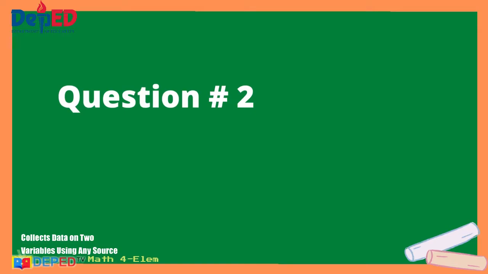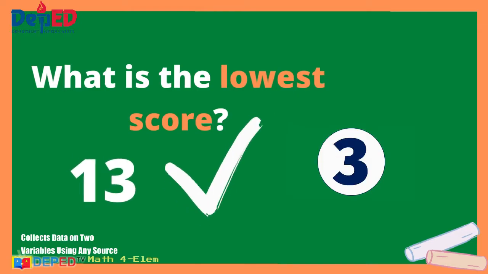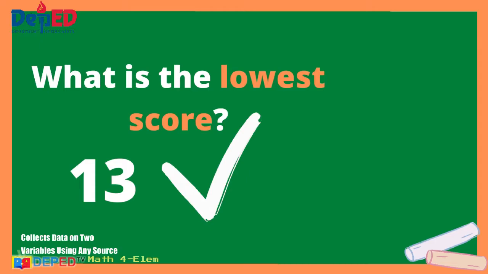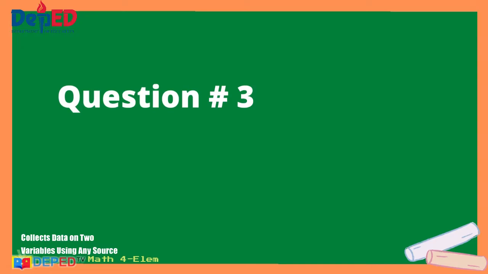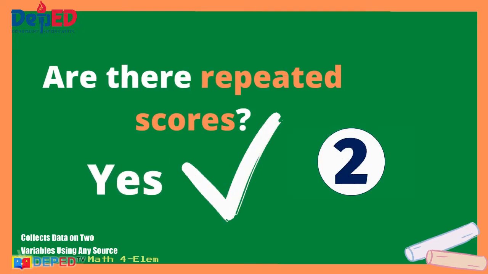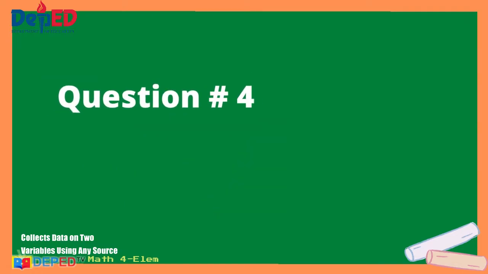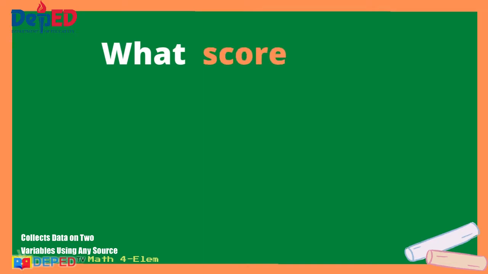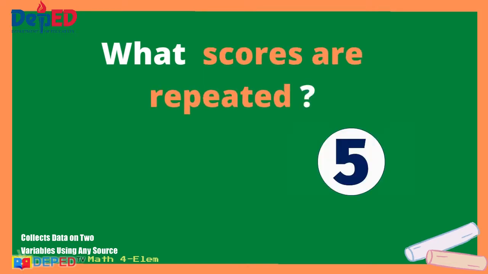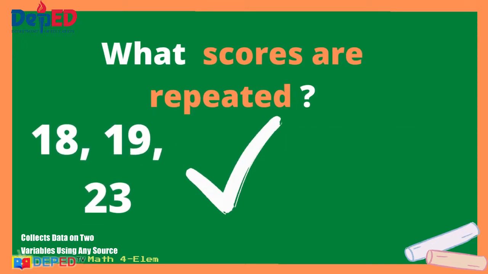Question number 2. What is the lowest score? Is it 14 or 13? If your answer is 13, amazing! That's correct! Question number 3. Are there repeated scores? Is it yes or no? If your answer is yes, correct! Question number 4. What scores are repeated? If your answer is 18, 19, and 23, your answer is excellent.